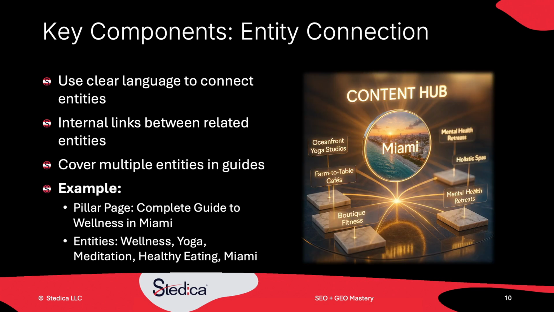2. Entity connection: building your entity graph. Connect your entities using clear, descriptive language. Use internal links to tie related entities together. Create content that covers multiple related entities. Example: for a pillar page called Complete Guide to Wellness in Miami, entities might include wellness, yoga, meditation, healthy eating, and Miami. Connections might be: yoga is part of wellness, Miami is the location, healthy eating supports wellness.